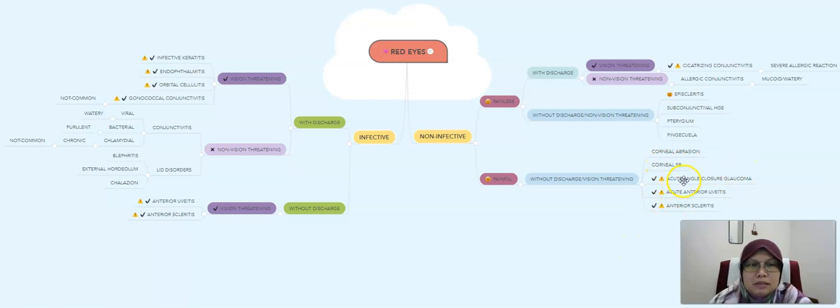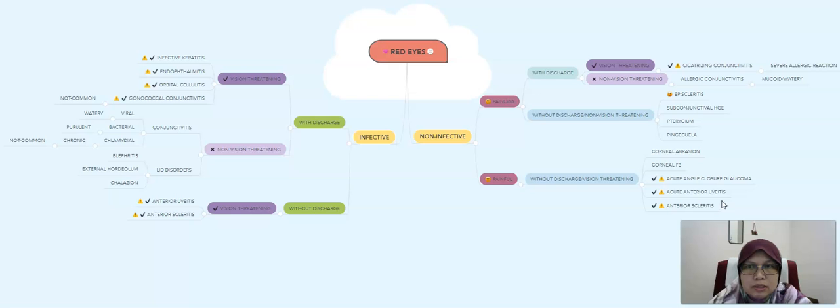Next is acute angle closure glaucoma. Of course, it is very painful. The intraocular pressure is very high, and it can also cause blindness. Acute anterior uveitis: technically, it is eye pain, red eyes, in fact. And in the long run, it does cause vision threat. Anterior scleritis: the eye is very red, the pain is very bad. Usually it's a deep throbbing pain, and hence patients will tell you that they are unable to sleep at night. Also, if you accidentally touch the eye, it is very tender. And the vision can be compromised.